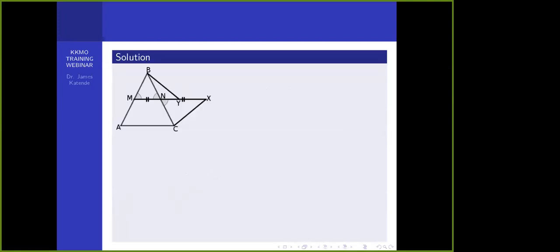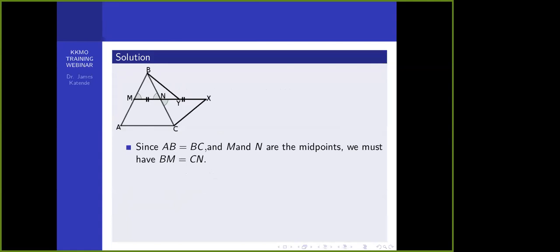So we have moved with the diagram as well. Let's see what observations we can make. We know that AB is equal to BC, and we also know that M and N are the midpoints of the two sides, AB and BC respectively. That forces the following: this length BM, since it's just half of the side of this triangle, must be the same as CN, because again, CN is just half of the other side of the isosceles triangle. So we can conclude that BM is equal to CN. That's the first thing we can observe.